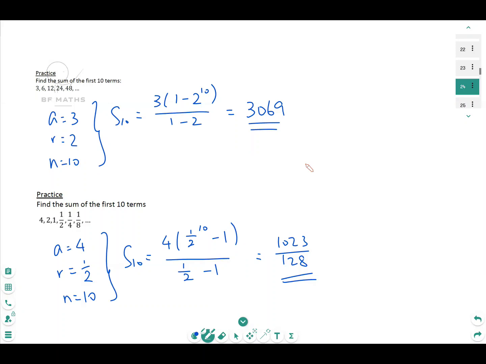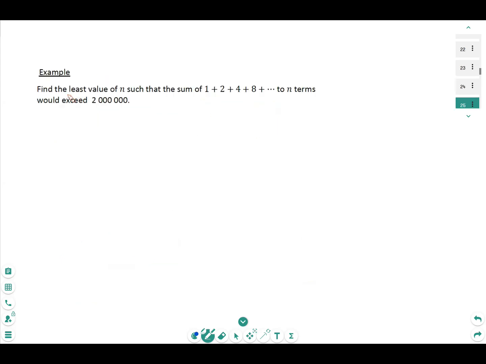And here are the answers. I don't think I have to explain too much. Just figuring out the values of A, R, and N. First 10 terms, so therefore S10. Here, I deliberately tried the other way around to show you R to the power of N minus 1. I can do it both ways. Put in a calculator, you get the same answer. Okay, easy peasy. Right, next example.